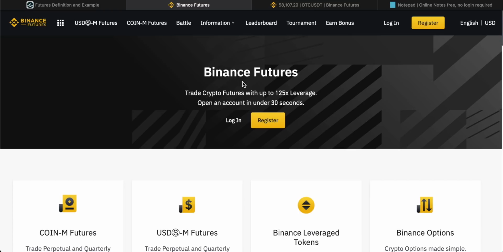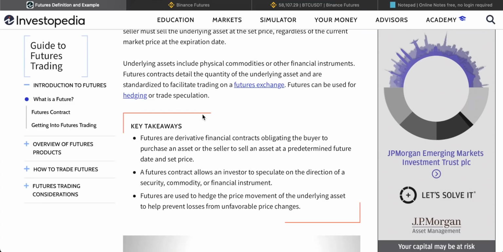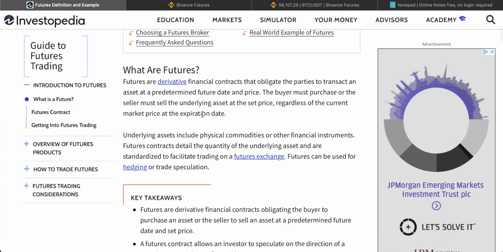But let's get into what futures actually are in terms of cryptocurrencies and why you would trade them. So I've just gone on to Investopedia here, and this gives a good overview of what futures actually are. You can see that futures are a derivative financial contract. Now, a derivative is a product that derives its value from something else.